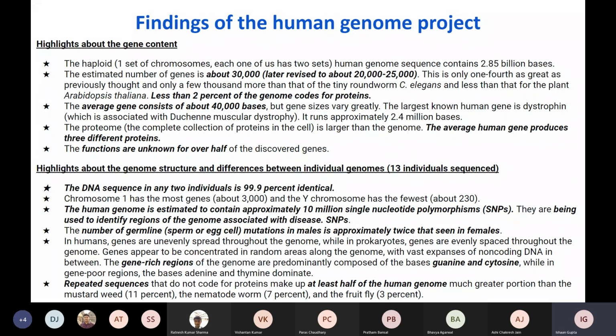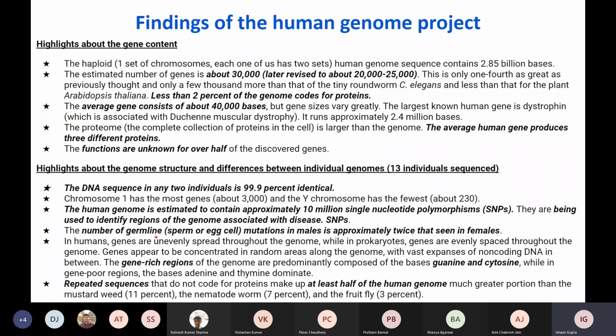Yes, Ratnesh, so chromosome Y is not the smallest. Instead, chromosome 22 is the smallest chromosome. Y is bigger than many of the chromosomes. Okay, yeah, chromosomes 22, 21, and Y are much smaller than chromosome 1.